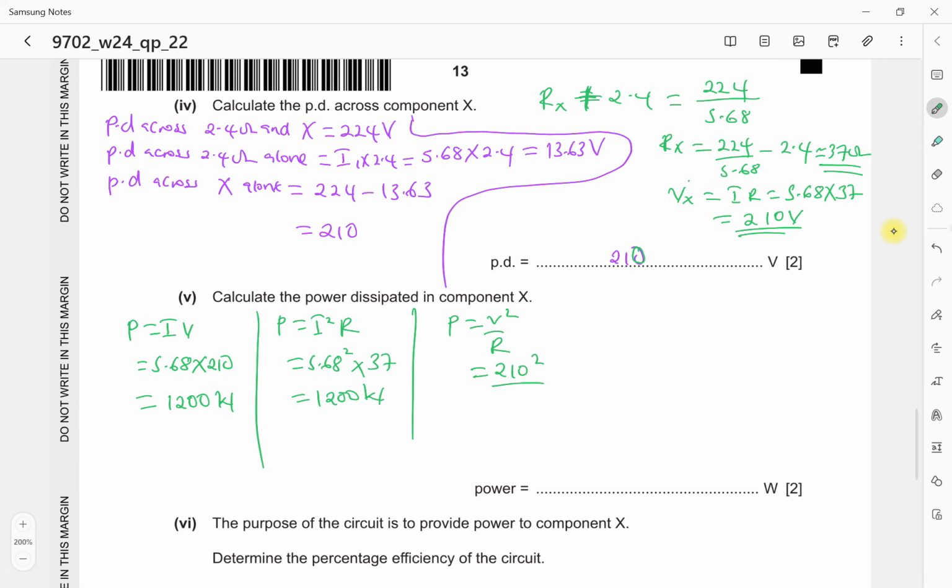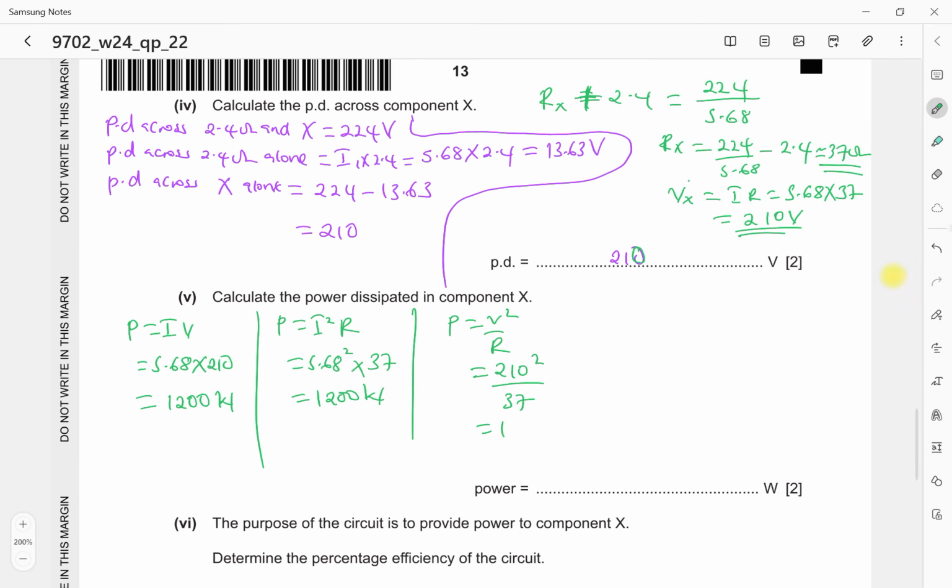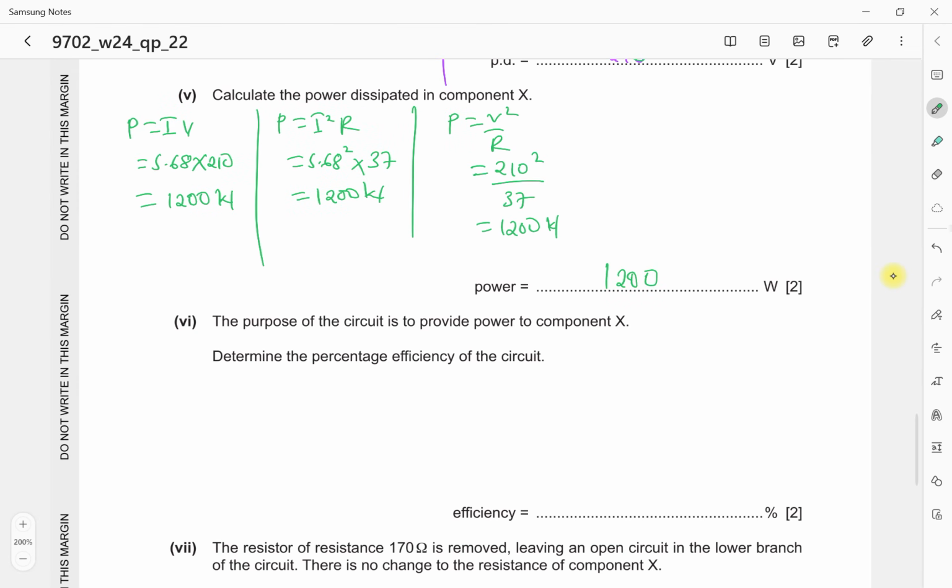X. The resistance of X we got as 37. So it is 210 squared divided by 37. It's almost the same, 1200. So the power is going to be 1200 watts. The purpose of the circuit is to provide the power to component X.